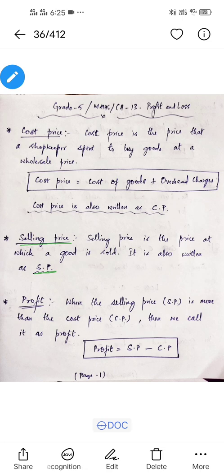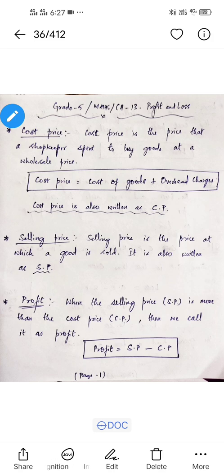Okay, so here, not to get confused, good, here also goods. Goods means the objects or the things that are bought and sold, okay. So selling price is the price at which an object is sold, okay. It is also written as SP.